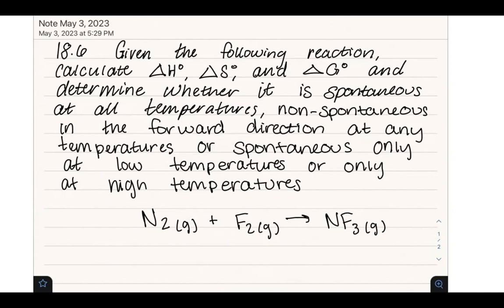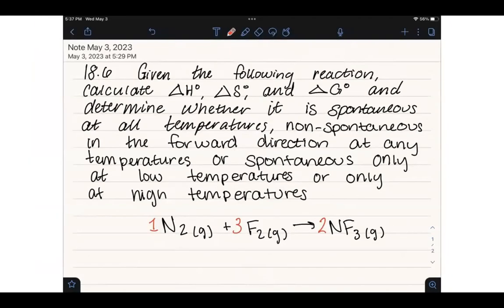So the first step we want to do is make sure we just balance this equation. We can see that we have one nitrogen on the right and 2 on the left, which means that nitrogen fluorine needs a 3, and then that gives us 6 fluorines, so we need a 3 in the fluorine gas. So that's what it looks like balanced.